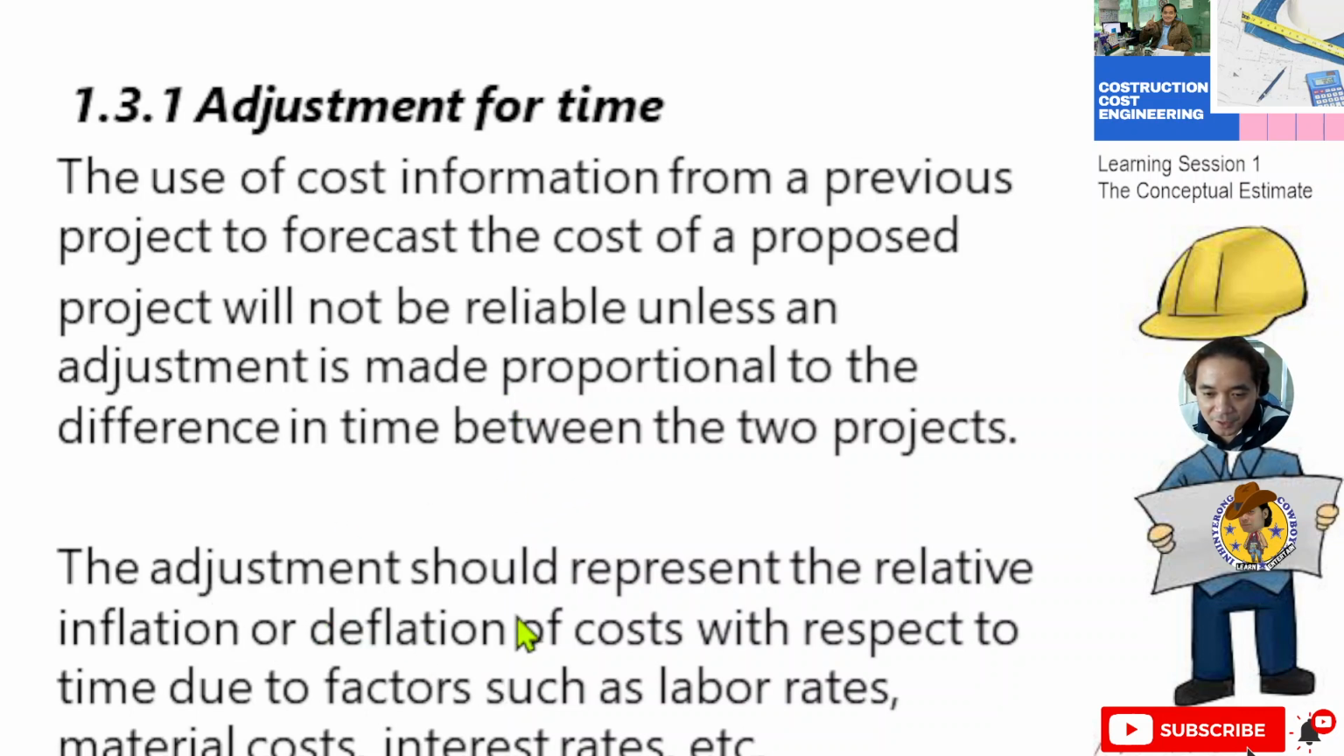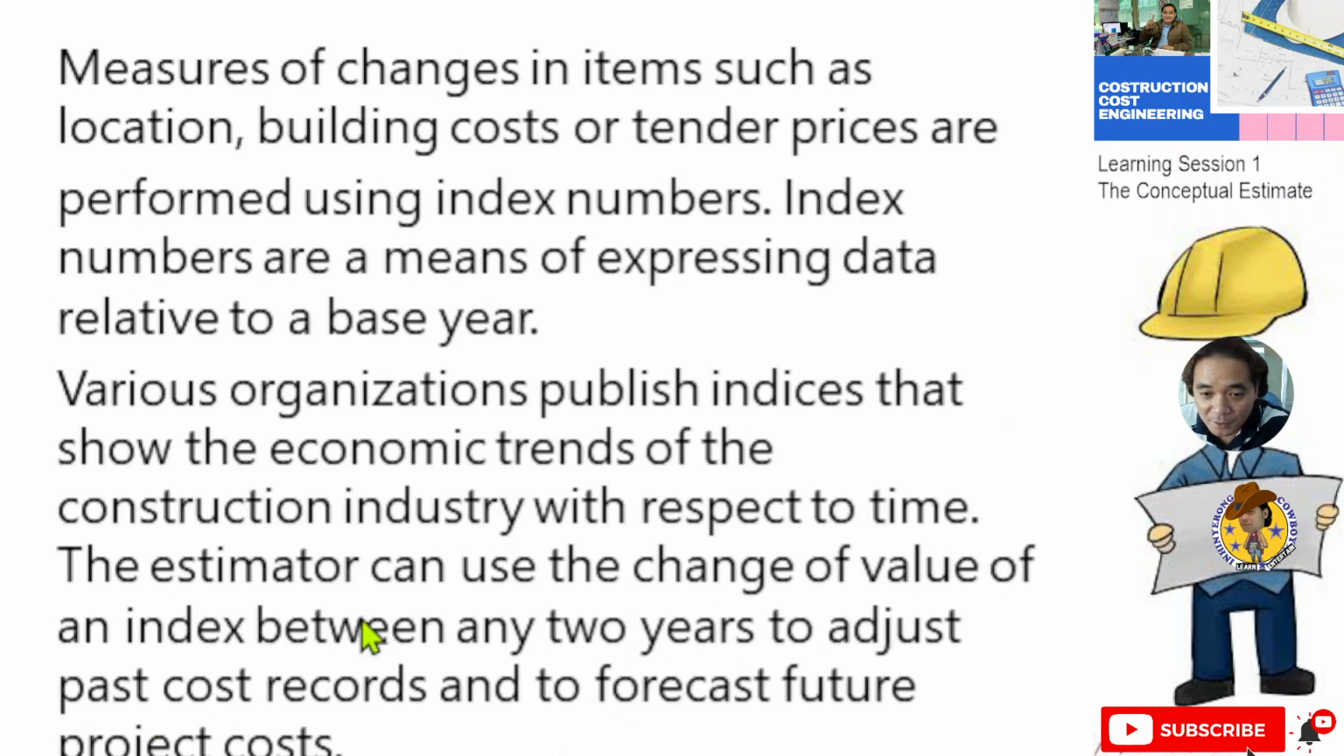The adjustment should represent the relative inflation or depletion of cost with respect to time due to factors such as labor rates, material costs, and interest rates. Okay, so I mentioned a while ago about using historical data in your estimate. Then we have measures of changes in items such as location, building cost, or tender prices, performed using index numbers. Index numbers are a means of expressing data relative to a base year.